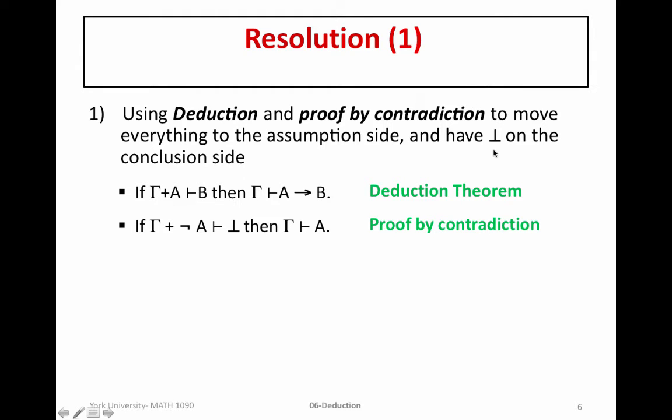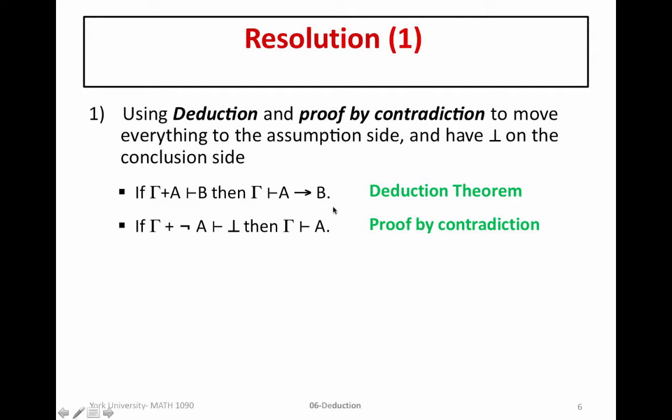So the first two steps are to apply the deduction theorem as many times as we can. If we have any arrow, then we can apply the deduction theorem. And then we apply proof by contradiction to move whatever is remaining over to the other side with the negation, and we're left with bottom on the other side.